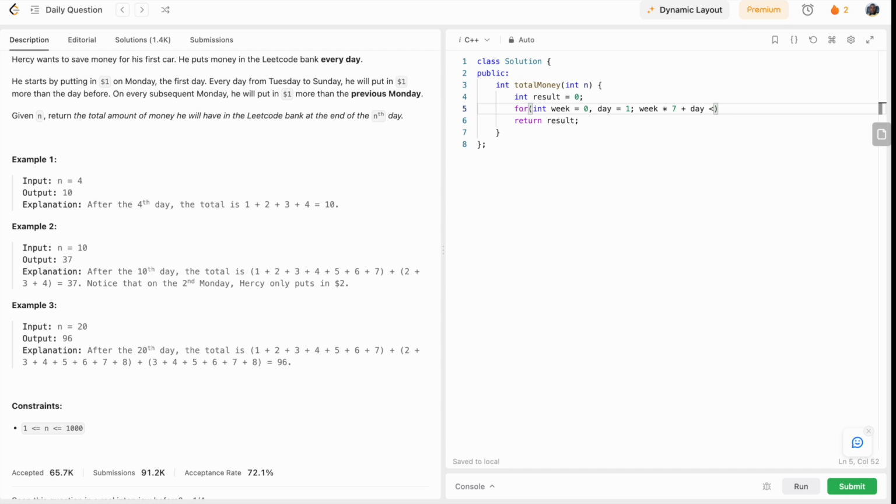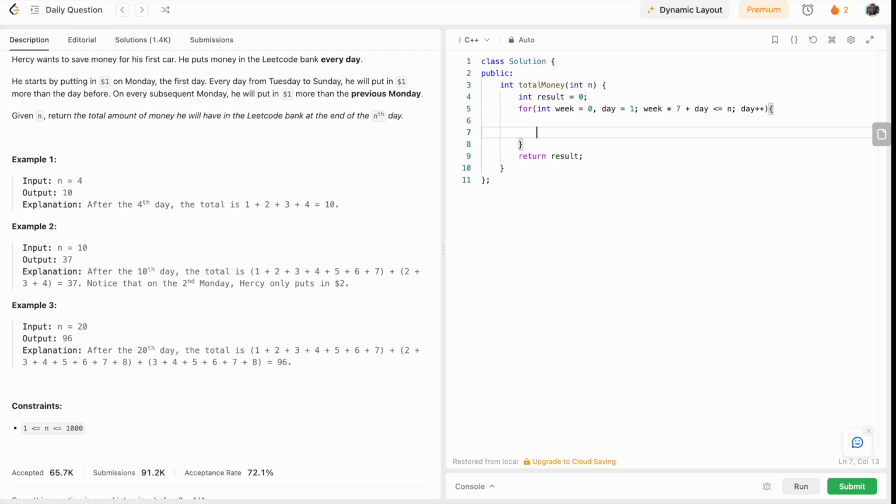While this is less than or equal to n, I will do day plus plus, because I'm incrementing my number of days. And then I'm going to say result plus equals day plus week. What I'm saying is that after each operation I need to add the value of the day to the total sum. At this step my total sum takes the previous value, which was 0, plus 1. At this step it takes the previous value plus 2, and so on.